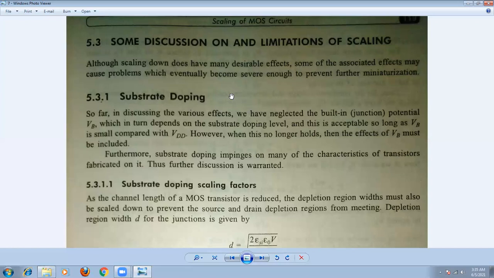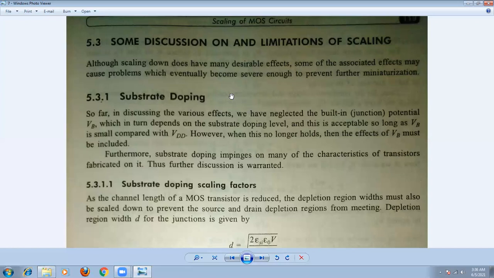In the same way, in MOSFETs there also exists a built-in potential, because we are using semiconductor layers. Whenever a junction is formed, some built-in potential exists depending upon the doping concentrations. So the built-in potential depends on the substrate doping level. Up to now we have not considered it, because VDD is higher than the built-in potential, so we neglected that value.